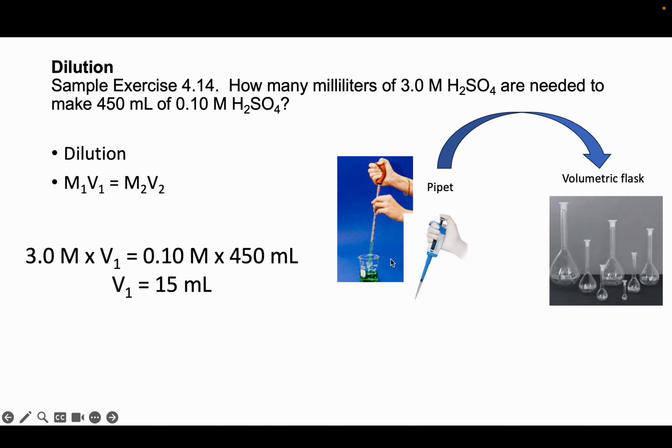So the procedure would be, we would use something like a pipette where we could precisely transfer 15 milliliters, put it into a volumetric flask. The volumetric flask would be a 450 milliliter volumetric flask. Having transferred in the initial solution, we'd add water to fill it up to the line, and that would produce the new final concentration that we're looking for. This equation, M1V1 equals M2V2, as soon as I see a scenario involving a dilution, that's when I want to use it.